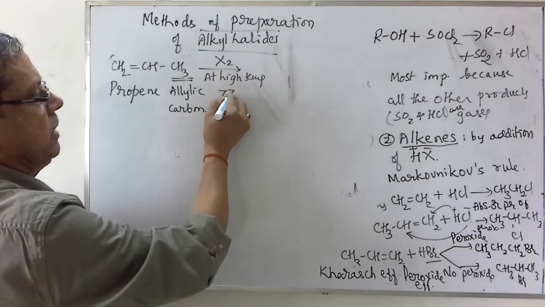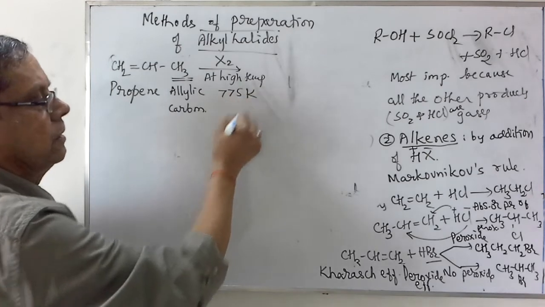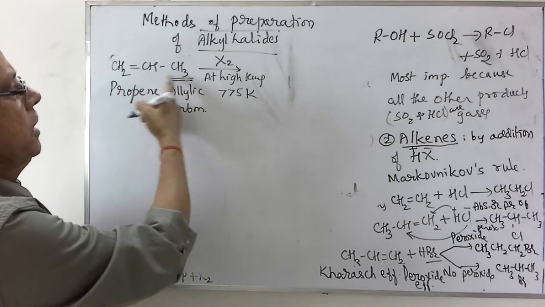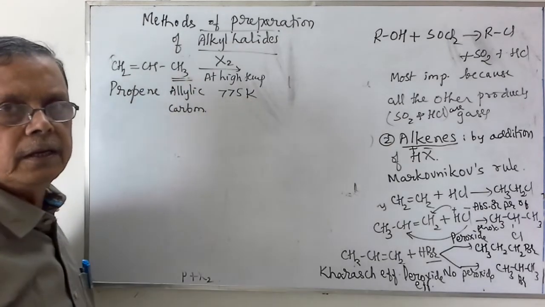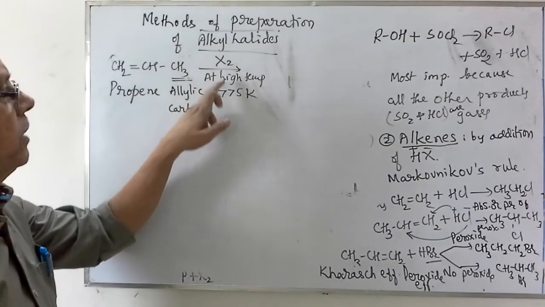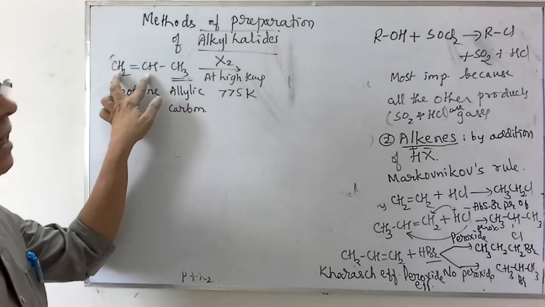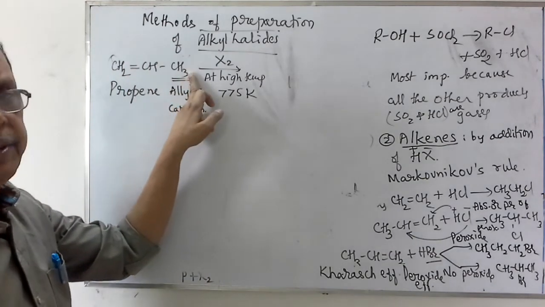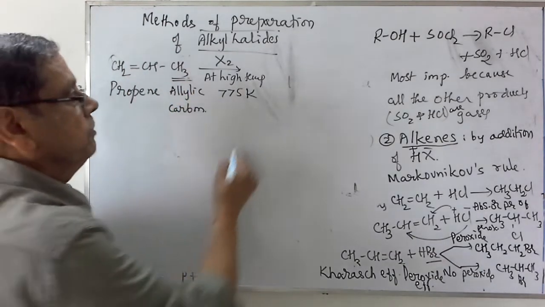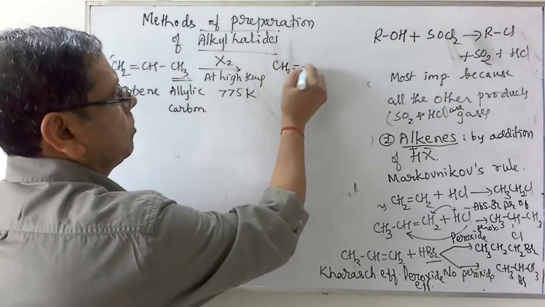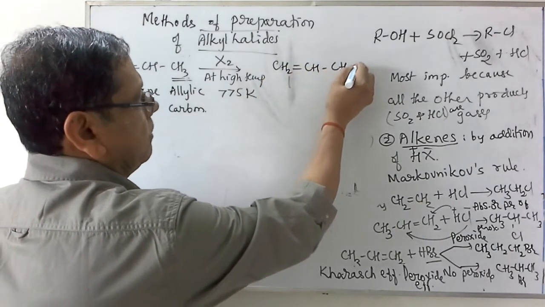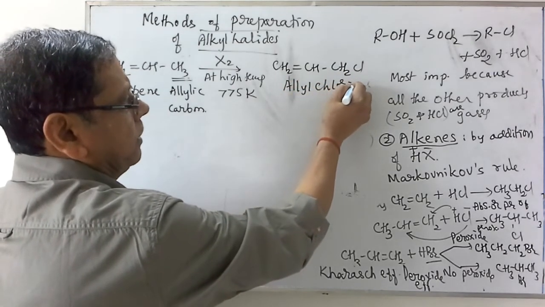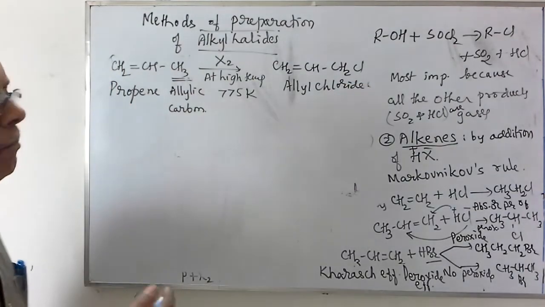for example 775 Kelvin, around 500 degrees Celsius, then instead of addition to the carbon-carbon double bond, substitution takes place. It is explained that when high temperature is used, the addition reaction becomes reversible. That's why instead of addition reaction, there will be substitution at the allylic carbon. So it gives rise to CH2 double bond CH, CH2Cl. This is called allyl chloride.